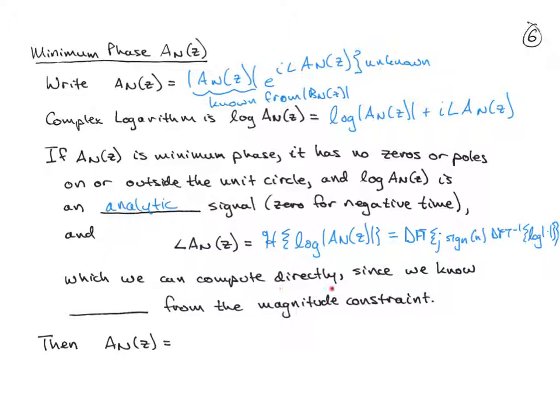And we can calculate this directly, since we start out knowing the magnitude of the filter's response from the magnitude constraint. And then overall, the complex valued polynomial a sub n of z is equal to the magnitude times e to the i Hilbert transform of the log magnitude of a sub n of z.